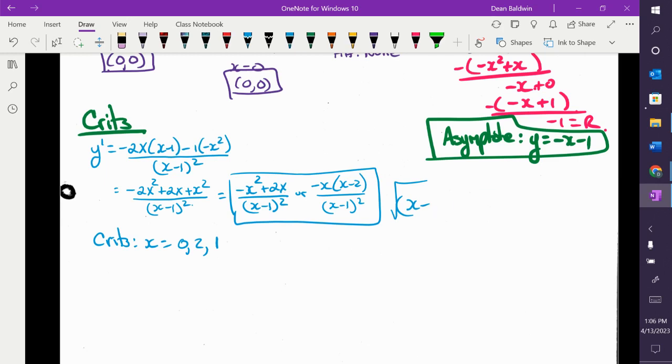Okay, so we've got our crits. There's our crits. Congratulations, you got another mark. What are we up to now? 3.5 out of 10. Good job, peoples. All right, what's the next step?